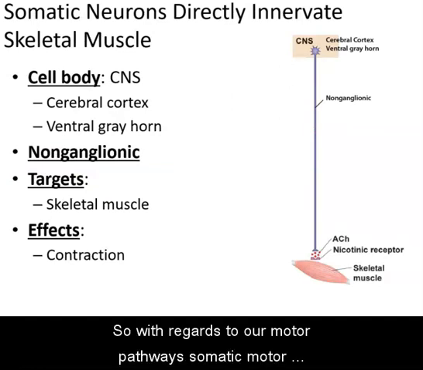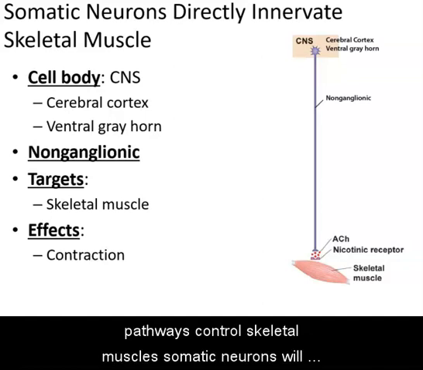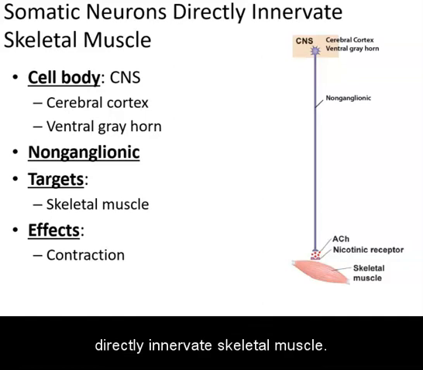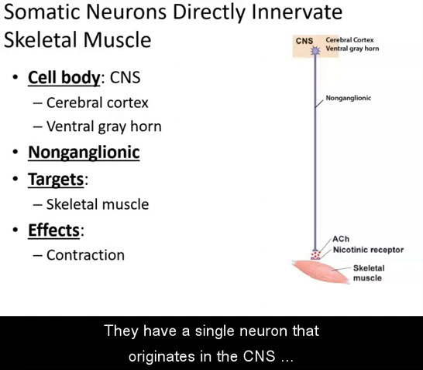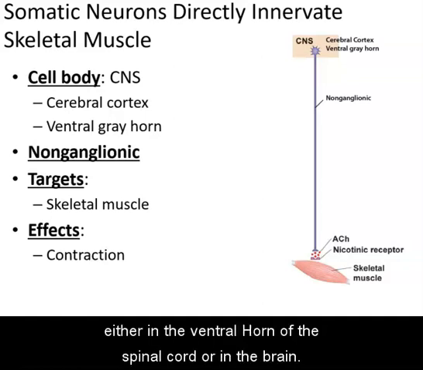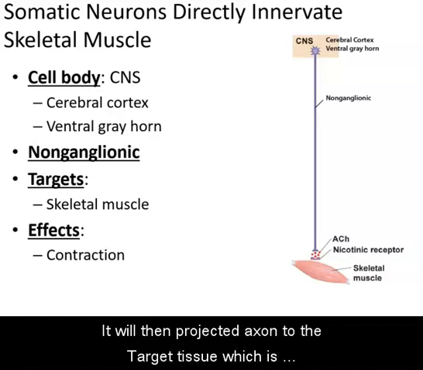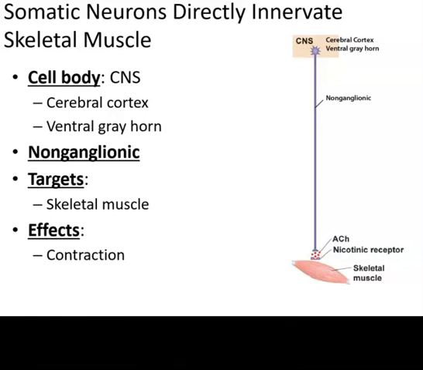So with regards to our motor pathways, somatic motor pathways control skeletal muscles. Somatic neurons will directly innervate a skeletal muscle. They have a single neuron that originates in the CNS, either in the ventral horn of the spinal cord or in the brain. It will then project its axon to the target tissue, which is always a skeletal muscle.